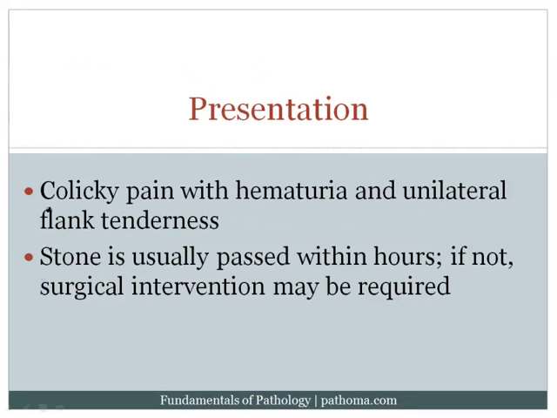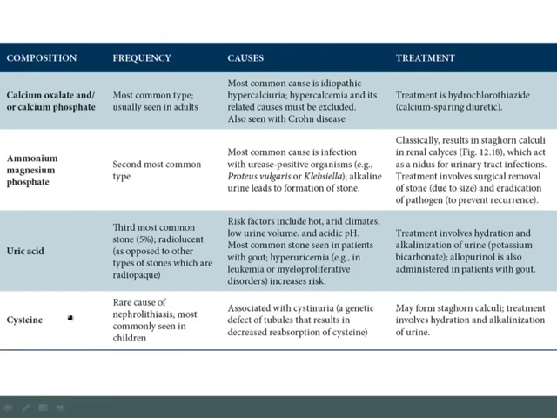Now the classic presentation of nephrolithiasis is that you get colicky pain with hematuria and unilateral flank tenderness as you try to pass that stone through the ureters. Now the stone is usually passed within hours, but if it's not, then surgical intervention may be required. This table highlights some of the key types of stones and associated high yield points, and so we're going to spend a couple of moments going over it.